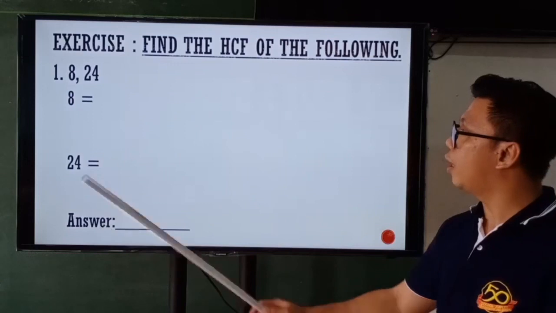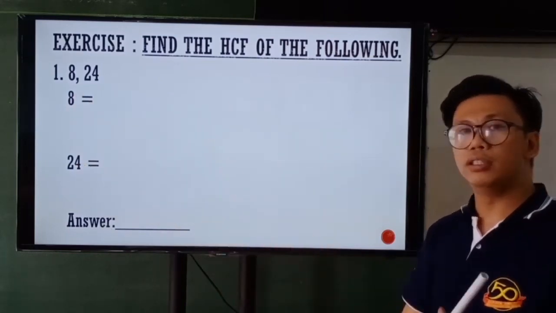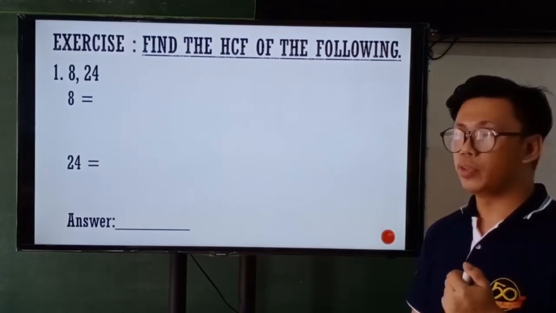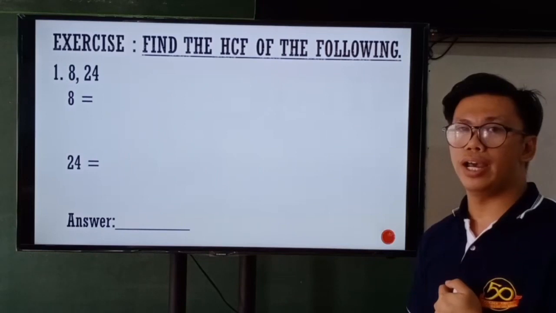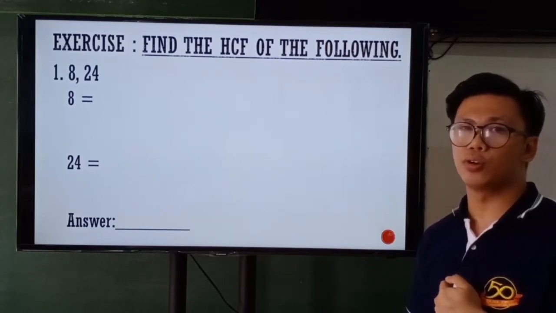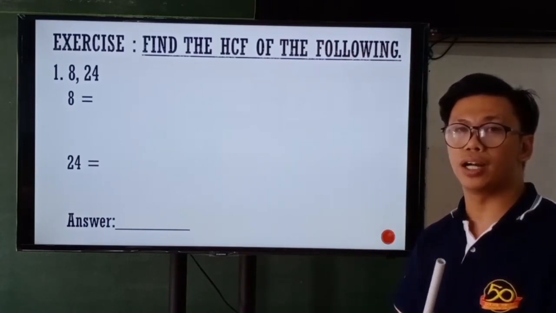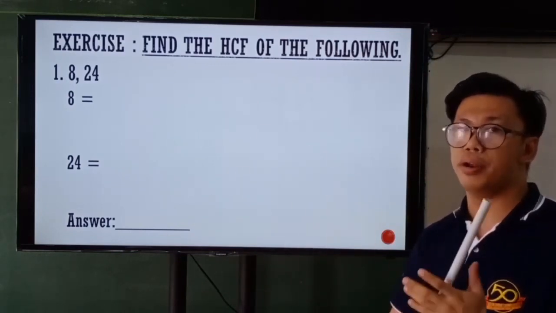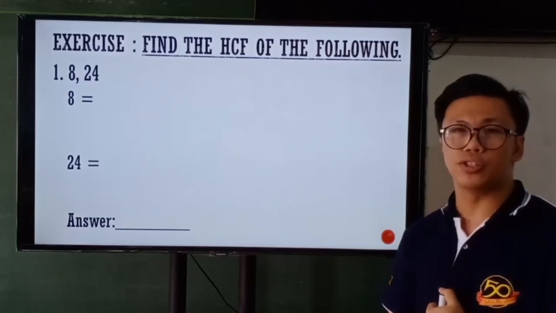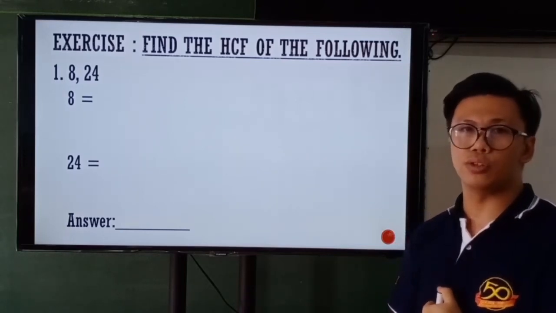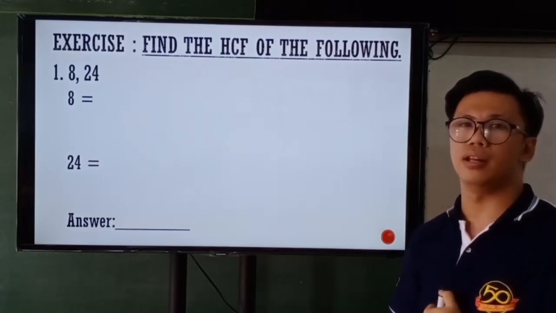After getting the factor of 8 and 24, write all the common factors. And after writing all the common factors, write the highest common factor, or we call it the largest common factor or the largest common numbers. Understand? Okay. I will give you 5 minutes to answer this, and after 5 minutes, we will check your answer. Okay, 5 minutes starts now.